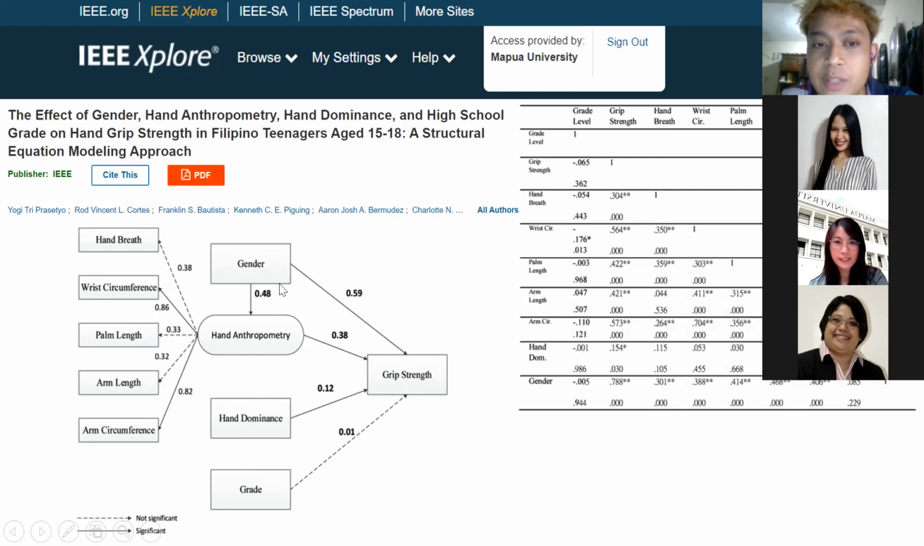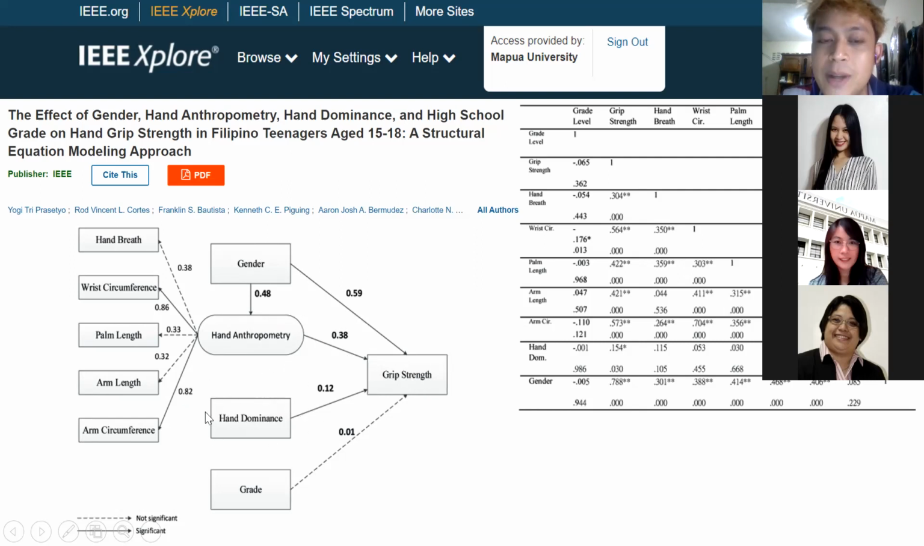The story of this one is what I would like to tell everyone. For example, male has the higher hand anthropometric, which subsequently leads to the higher grip strength. But what about this? If we eliminate the effect of hand anthropometric, just the gender itself, it's still significant. So it means if someone has exactly the same hand anthropometric, male and female, the male is still stronger. So gender itself has an effect on hand grip strength.